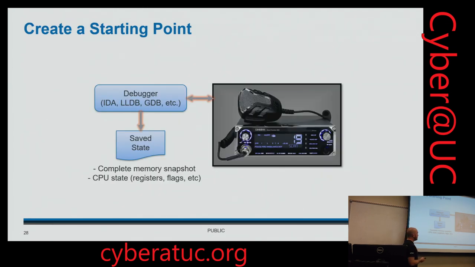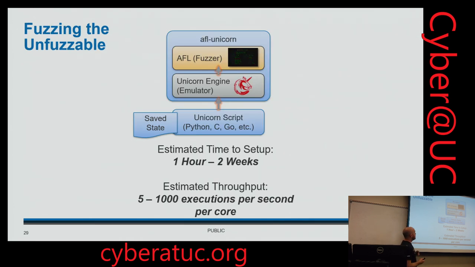In order to use AFL Unicorn, we need to create a starting point. For that, we need a memory snapshot of the system as it's about to process a frame. We can attach a debugger to a system like the radio, send it one test frame, hit a breakpoint right as we're about to parse that frame, and capture the memory snapshot at that point. Then we have a complete memory snapshot and CPU state of when it's about to process that frame. We can then replay that over and over through Unicorn, start execution right at the beginning, provide mutated input directly to the function, and then continue execution to see if anything crashes.